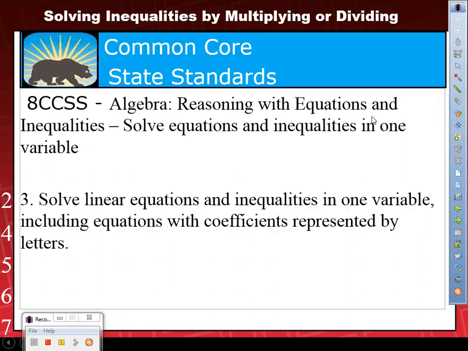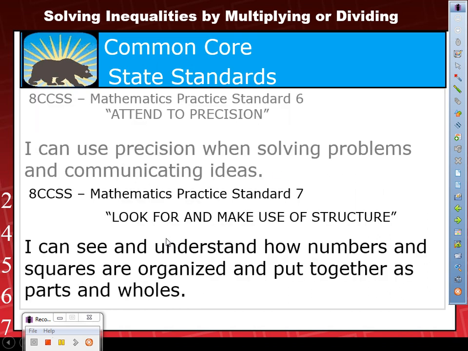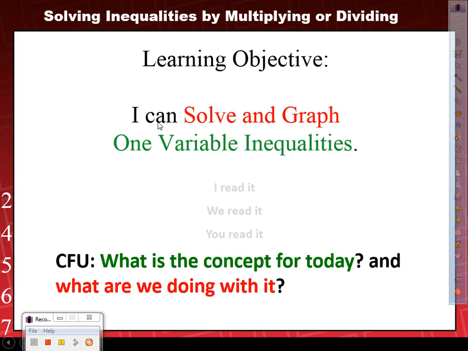Okay, let's continue. So we're still on the same standards. We're still looking at solving equations and inequalities. And we're still looking at attending to precision, math practice standard number 6, right? Because I don't want to hear just answers without a variable or without a graph and so forth. So, our objective for today: I can solve and graph one variable inequality.